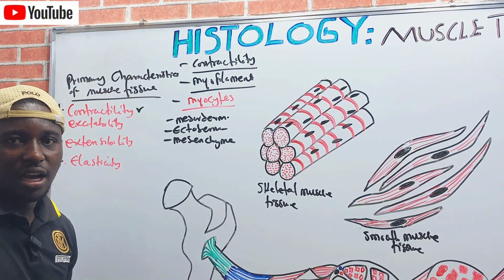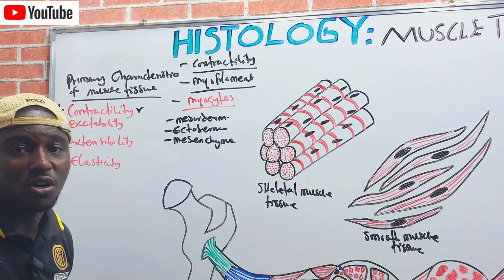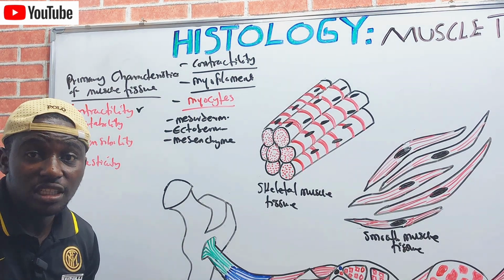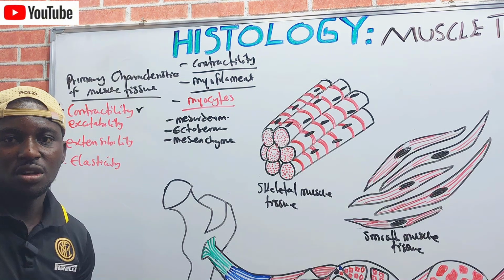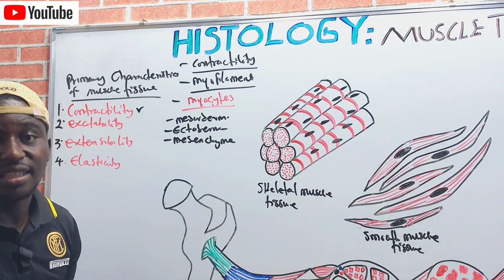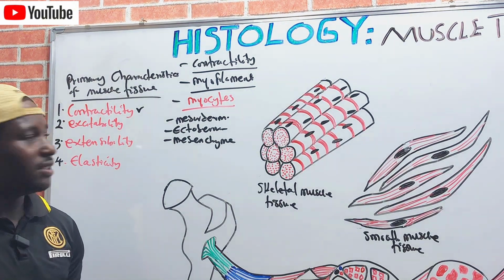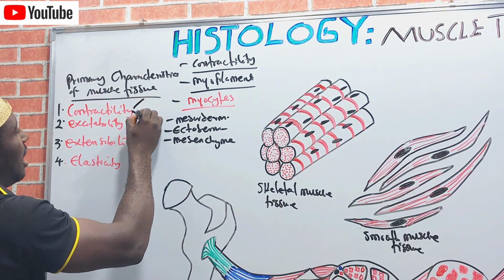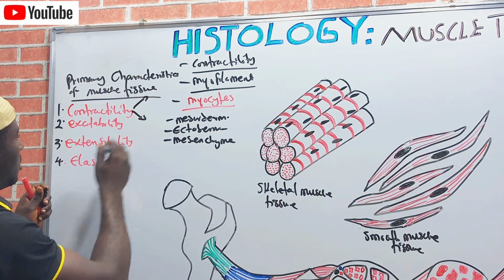And recall, why does it contract? Because it has a specialized protein filament known as the what? The myofilament, which contains the myosin and the actin. The myosin and the what? Actin.